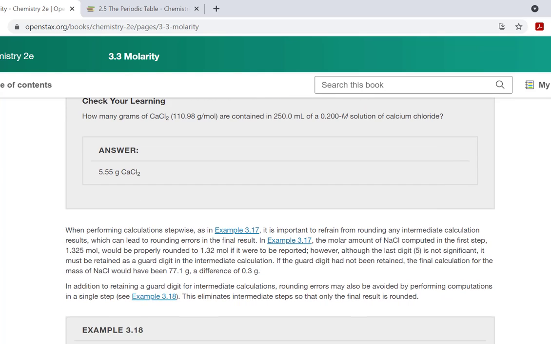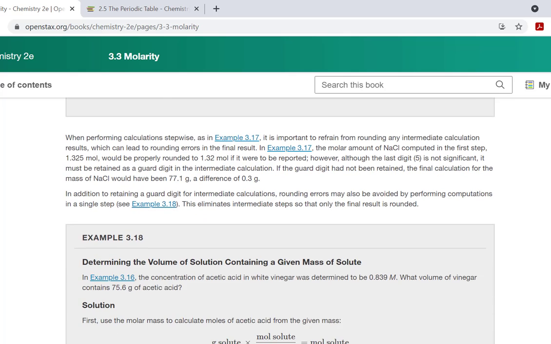There is a mention here of using guard digits, and the idea here is that when you have a calculation with several steps, if the steps are all multiplying or dividing, it's typically better to round at the very end instead of an intermediate step, which could cause a bit of a rounding error. Generally, I'm not going to be too concerned with that for this course, but it is more correct to do the rounding at the end as opposed to in the middle.